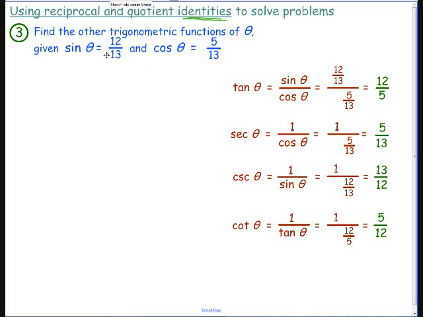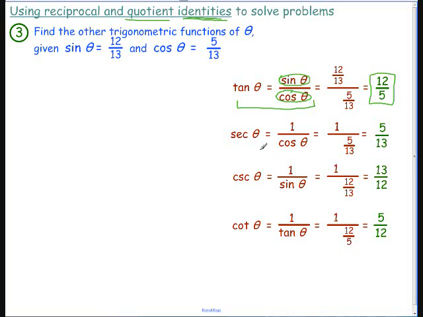So for finding tangent, we can use the quotient identity. Here it is. We set that up, so there's our identity. We have a value for sine theta, we have a value for cosine theta. We put them in, we simplify it, and we have our answer.